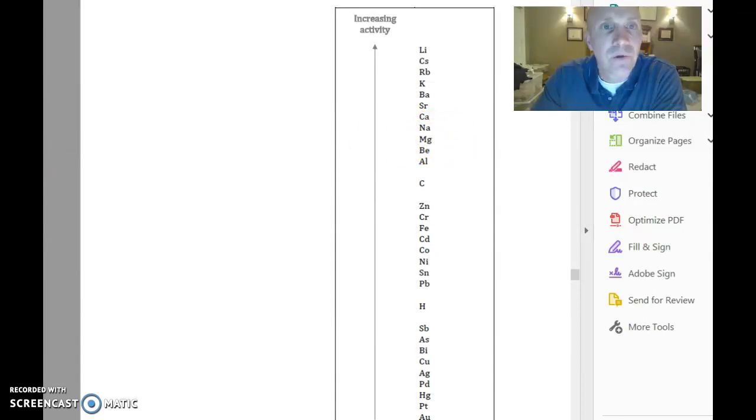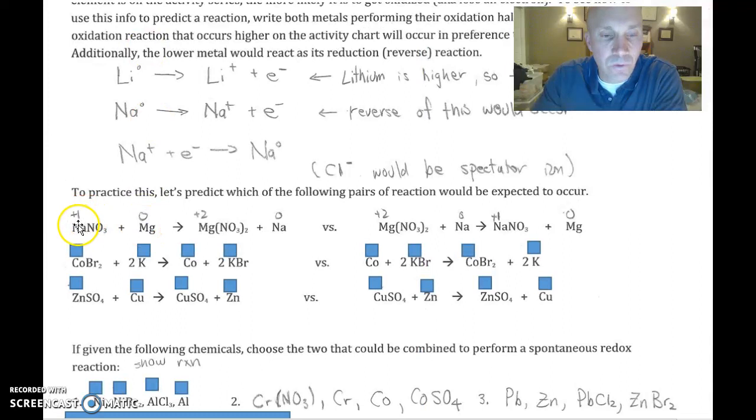All right, so if sodium is more likely to get oxidized, we want to find the one that shows sodium being oxidized. In this case right here, we've got sodium going from 0 to a +1 oxidation number, so that shows sodium as an oxidation. And as we mentioned before, the lower metal would occur as a reduction. So magnesium going to magnesium 0, that's a reduction.